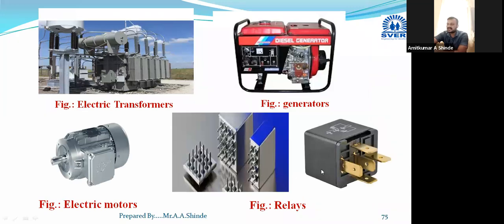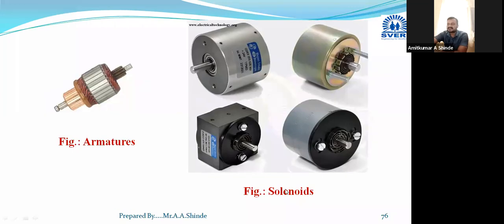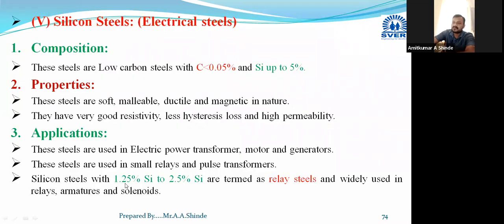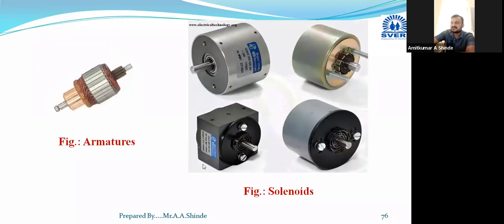These relays, armatures and solenoids are made up of low carbon steels with silicon percentage 1.25 to 2.5%. Here I have written 1.5 to 2.5%, please correct it. Silicon steel with 1.25 to 2.5% silicon is termed as relay steel, and it is used for manufacturing of relays, armatures and solenoids.